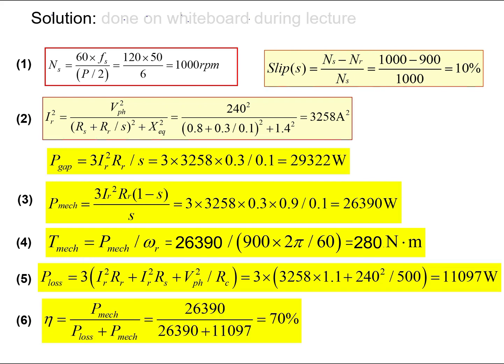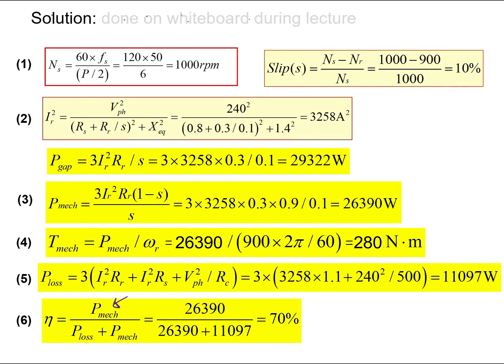The final parameter to calculate is the motor efficiency. The efficiency is equal to the mechanical power, which is the output power. Remember in the question they told us to ignore any winding or friction losses. So that's why we didn't subtract them from the mechanical output power. Otherwise we would have to subtract them if they were given in the question.